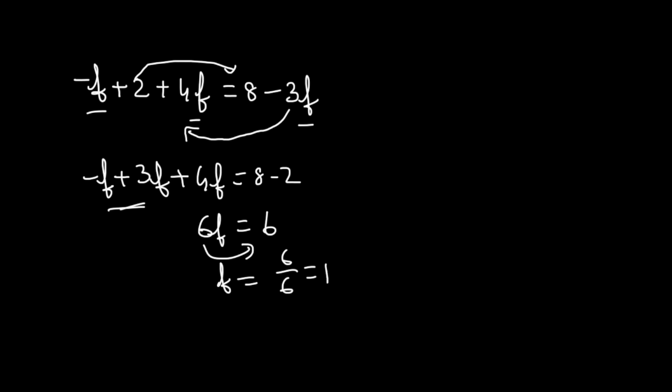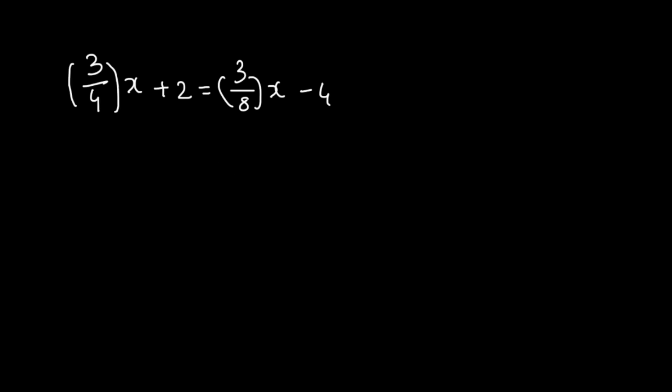So now let's solve some linear equations with fractions. In this sum we have 3 by 4, 3 by 8. If you see fractions in a linear equation, like one fraction on the left hand side and one fraction on the right hand side, you need to find their LCM. So here their LCM is 8.